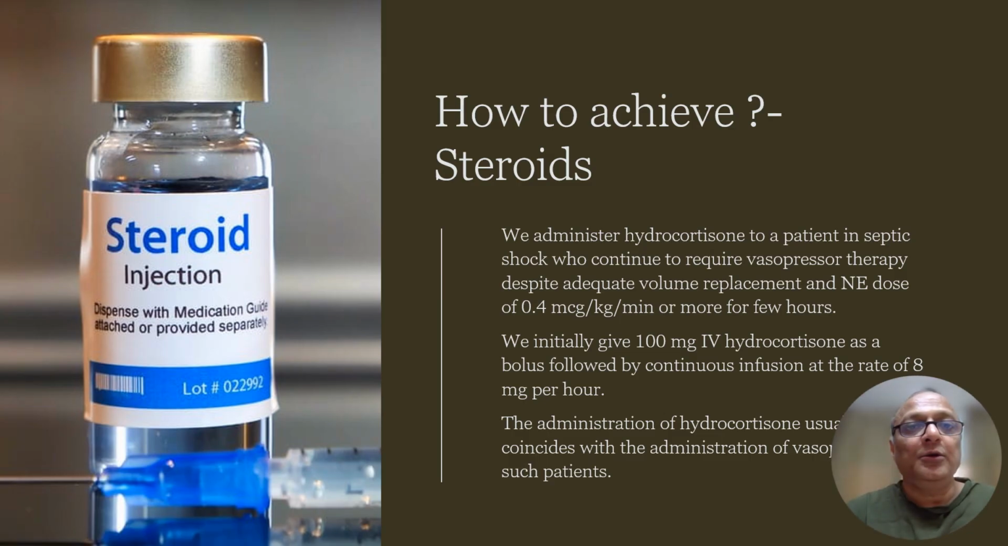If the patient continues to require vasopressor therapy despite adequate volume replacement and norepinephrine dose of 0.4 microgram per kg per minute or more for a few hours, we administer hydrocortisone to such patients in septic shock. We initially give 100 mg of IV hydrocortisone as a bolus, followed by continuous infusion at the rate of 8 mg per hour. The administration of hydrocortisone usually coincides with the administration of vasopressin in such patients.